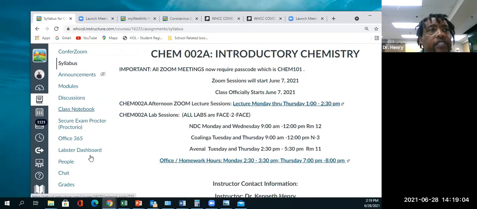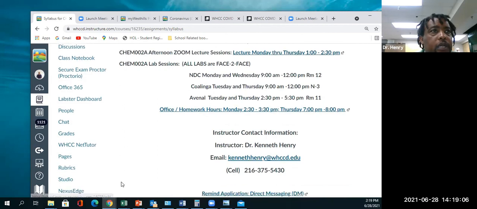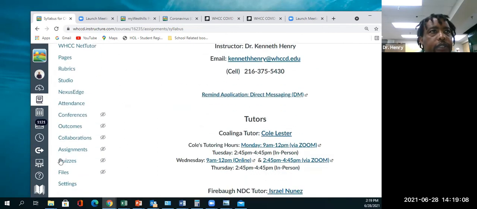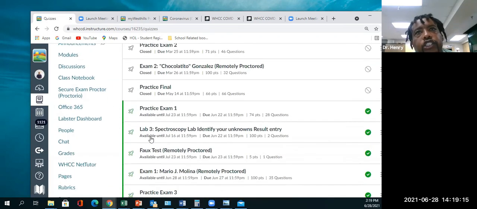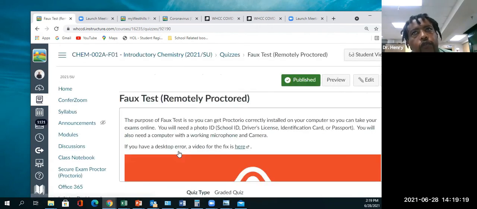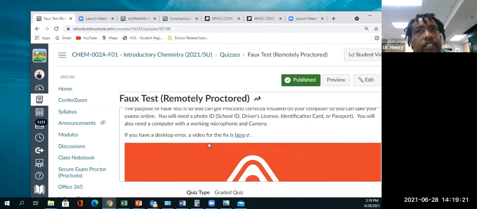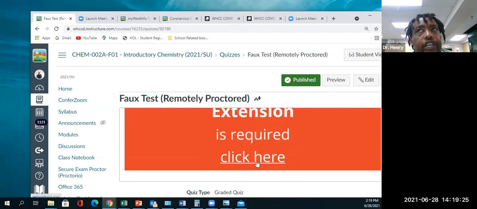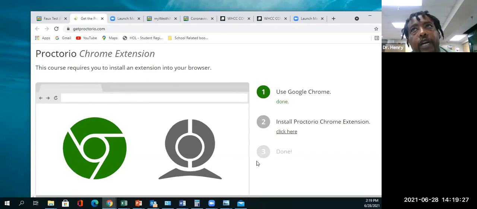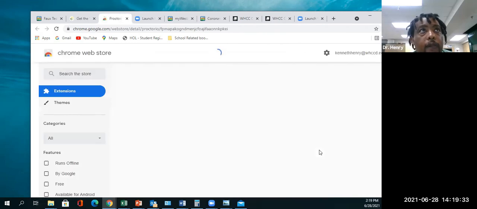So if you go back to the exam, grades quiz. And what I'll do, I'll have it set up so you guys can actually do it. I'll set up some flow tests to be done over and over again. So you want to go back to the exam, click on the extension required, click here. That will take you to Proctorial where you'll get the new extension. And then click here to install.